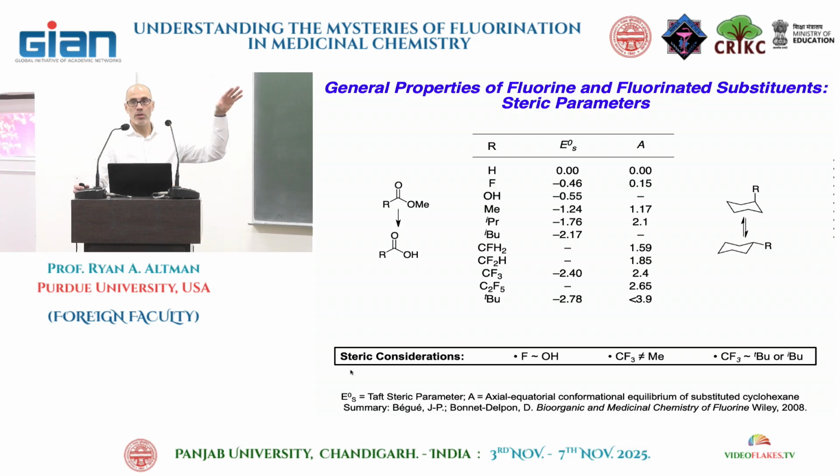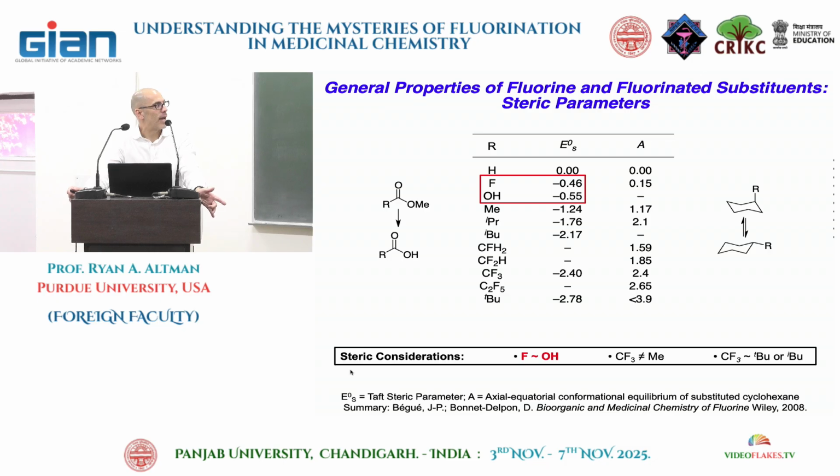And then on the other side, that second column, A values, that's the axial equatorial equilibrium that you've seen before for cyclohexanes. Typically, bulkier substituents prefer to sit equatorial, right? Nothing new there. Now we're just looking at specific data on how fluorinated molecules behave as opposed to non-fluorinated molecules. So let's go ahead and dig through some of this data and ask the question, how big is fluorine?